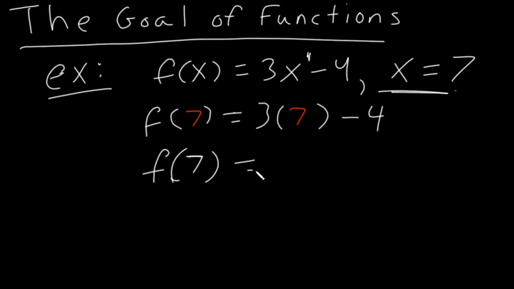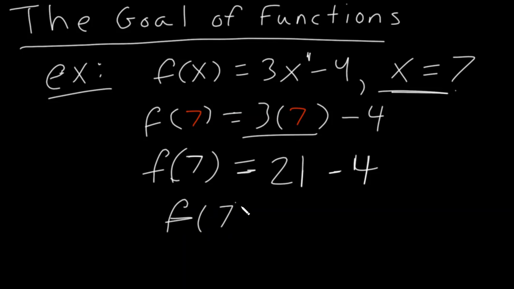And we're going to say, hey, this is going to be equal to 3 times 7, which we know is 21, minus 4. And of course, what is f of 7? Well, we know that 21 minus 4 should give us 17. And so we now evaluated this linear function at a very specific point.